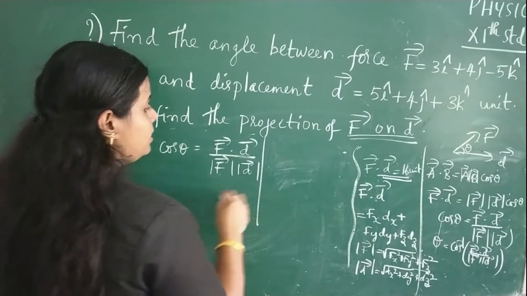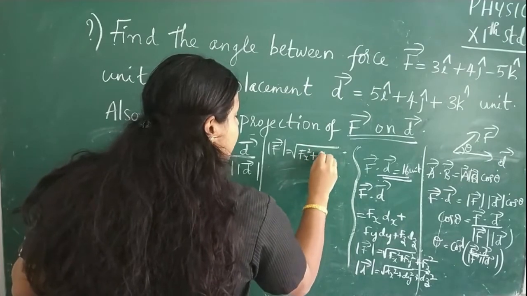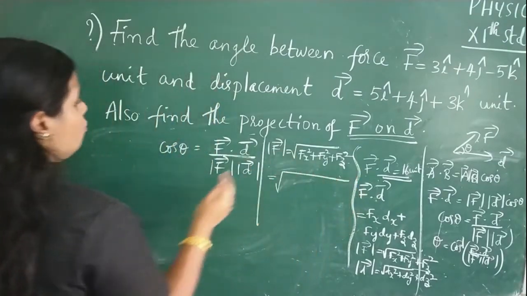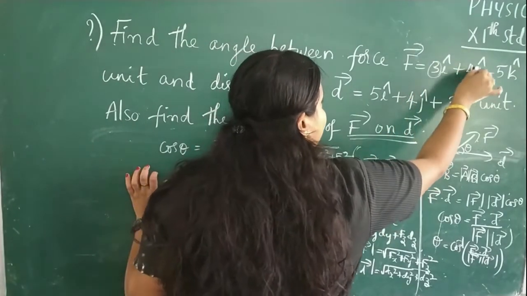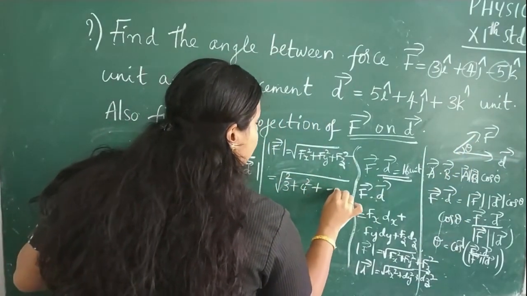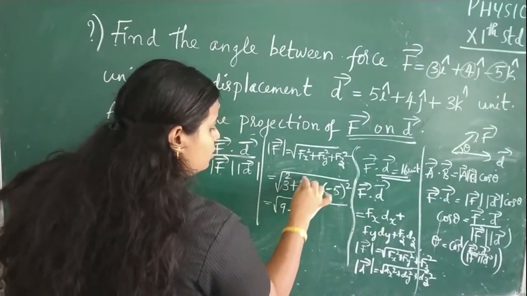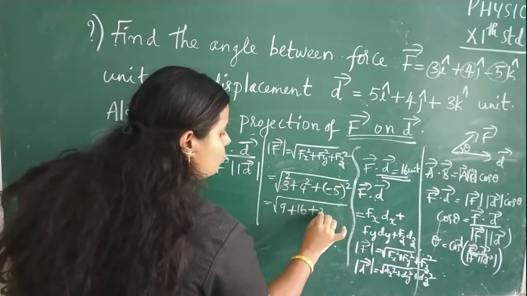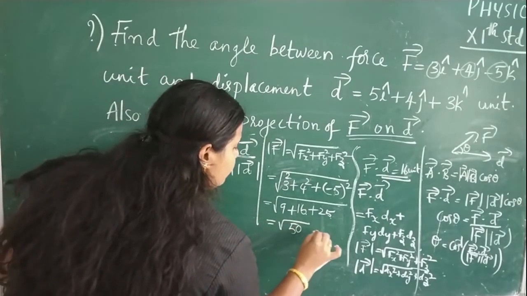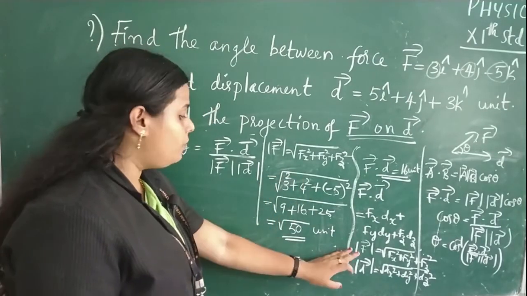Now what about modulus of f? Modulus of f is equal to square root of fx square plus fy square plus fz square. Fx is 3, fy is 4 and fz is -5. So root of 3 square plus 4 square plus -5 the whole square. That is equal to root of 9 plus 16 plus 25, the answer will be root 50 unit. So modulus of f is root 50 unit.